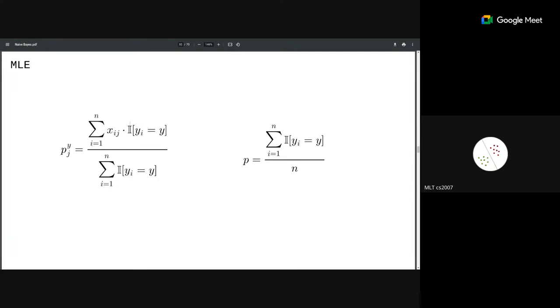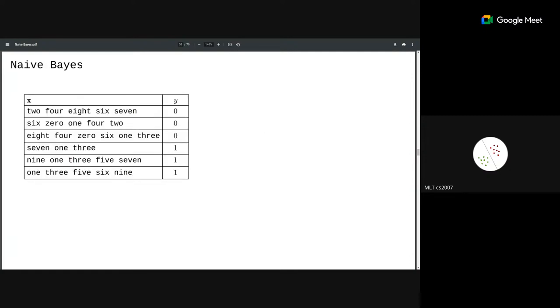So your numerator is what? Find the number of training examples where the jth word occurs in that example, for class y. We are only interested in those examples that belong to class y. Among those, look at the number of times the word j appears, divided by the total number of examples that belong to class y. This is pjy. If it's not clear, it will become clear when we look at the example. That is all you need to remember from the parameter estimation point of view.